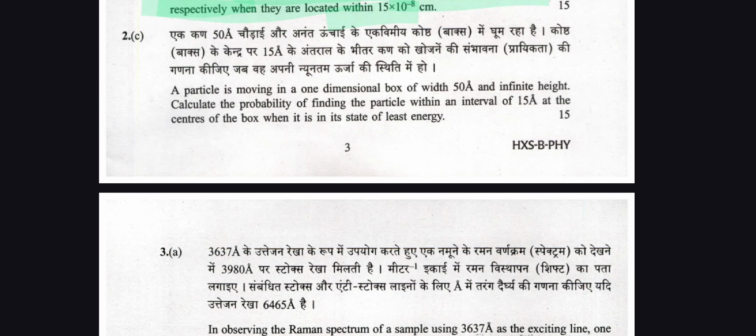Question 2c. A particle is moving in a one-dimensional box of width 15 angstroms and infinite height. Calculate the probability of finding the particle within an interval of 15 angstrom at the center of the box when it is in its state of least energy. And question number 3a.